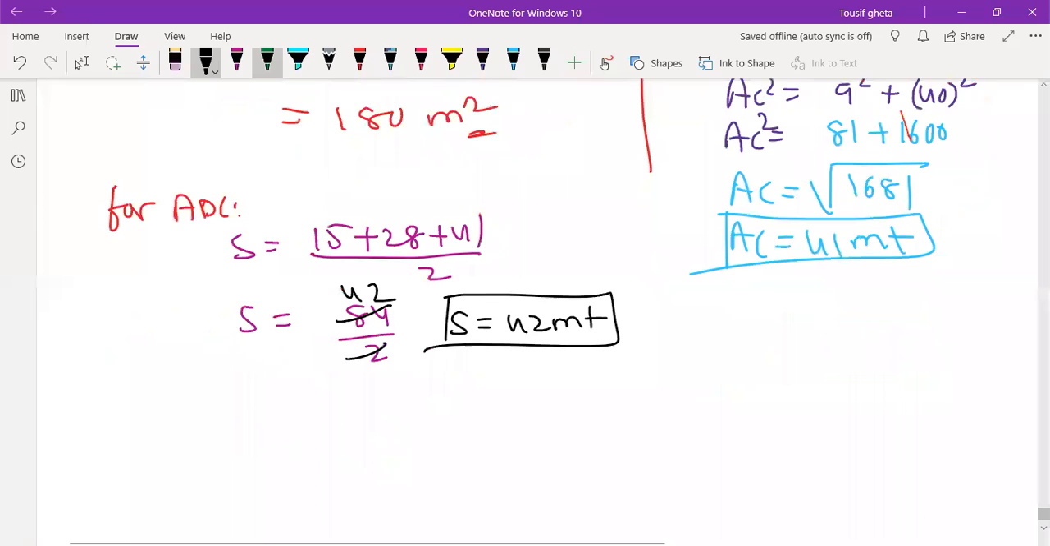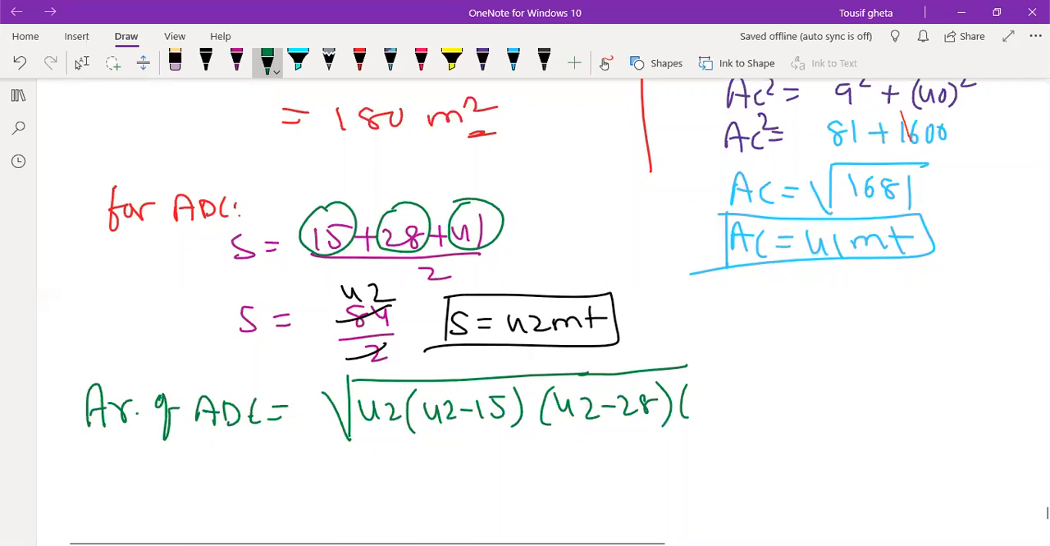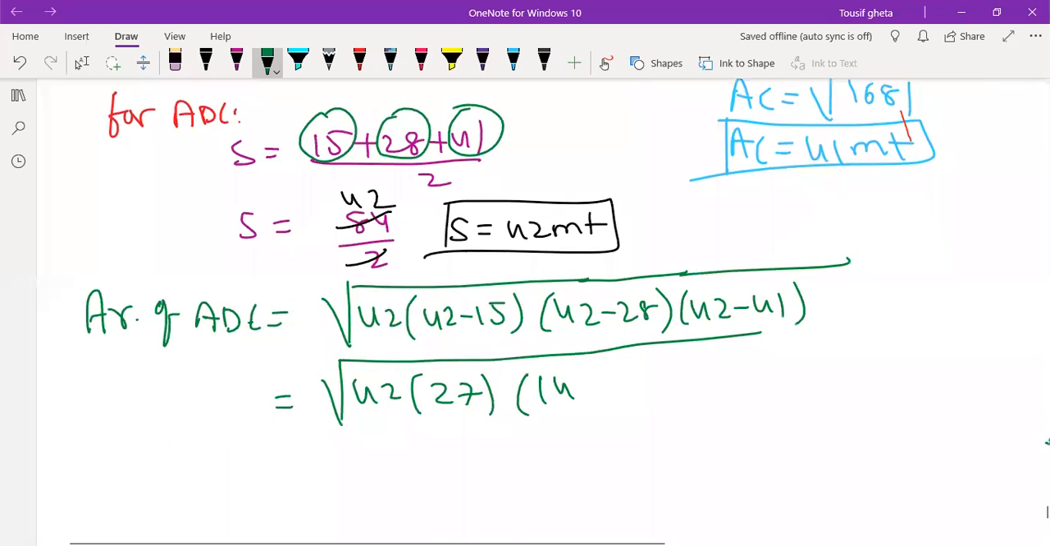Now we can go for the area. Area of ADC is equal to root of S times S minus A, S minus B, S minus C. S is 42. 42 minus 15, this is A, this is B, and this is C. You can take ABC in any order. 42 minus 28, 42 minus 41. Now simplify. We get 27, 14, and 1.